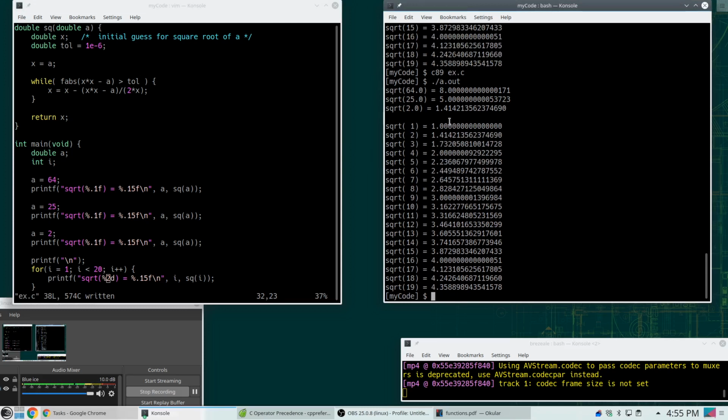So square root of 1 is 1, square root of 4 is about 2, square root of 9 is 3, 16 is 4. Those are the ones that are easy to verify. Square root of 2 is about 1.414. Square root of 3 I know is about 1.7. So I can sort of, by my naked eye, confirm some of these, but I think these are correct.